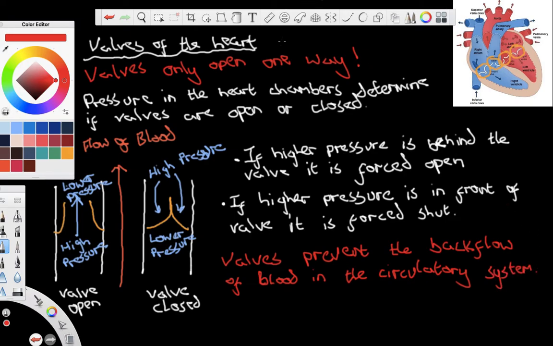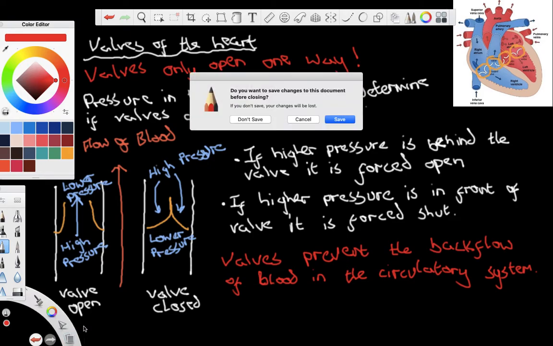So valves only open one way. The pressure in the chambers of the heart determines if a valve is open or closed. If the pressure is higher behind the valve, it forces the valve open and the blood can flow through. If the higher pressure is in front of the valve, it is forced shut and blood can't flow back. Okay? Valves prevent the backflow of blood in circulatory systems. So now we are ready to start talking about the cardiac cycle.